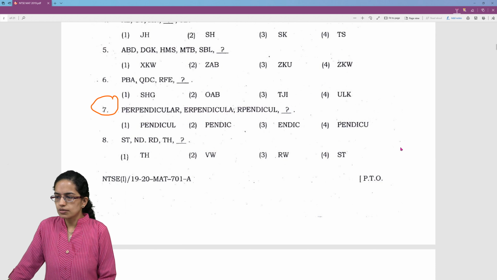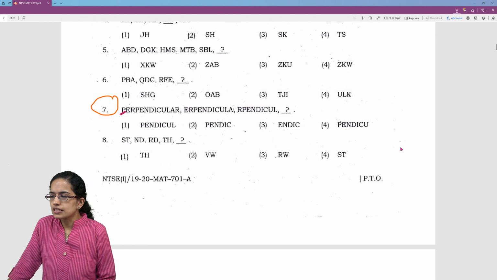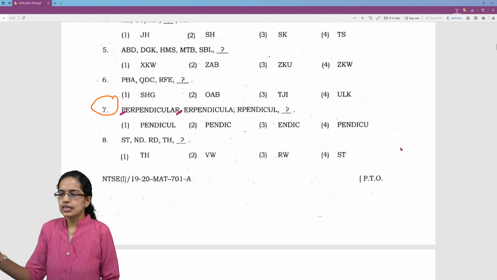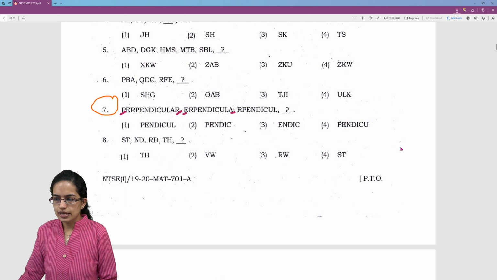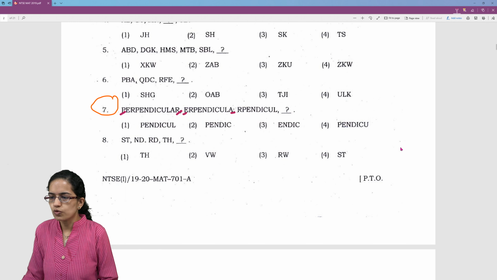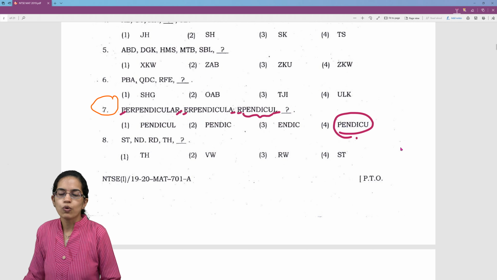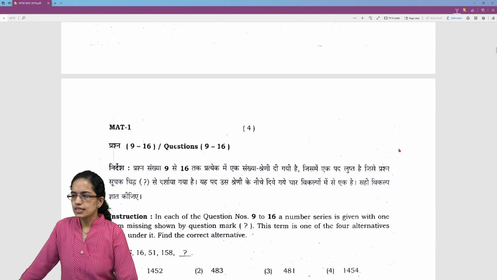Now in this question, perpendicular, what happens is P and R are removed, the remaining words are left. In the next shift we have E and A, the extreme words that are removed, and then again the extreme words that are removed. So what is left is in between. So you have 4 that would be left as the right choice.